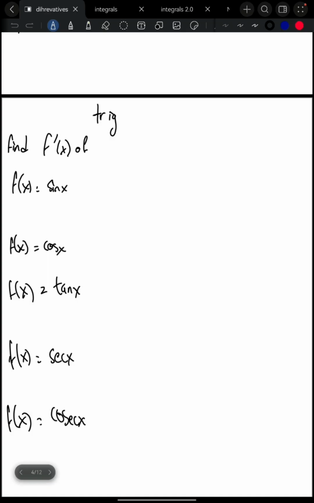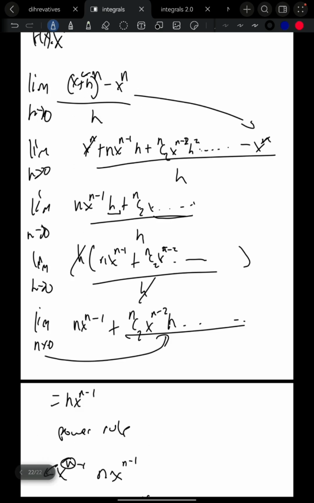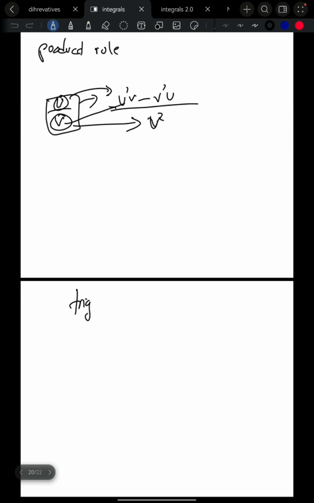Alright, trig ones. Trigonometry is my favorite, so let me lock in. Let's say you want to find the derivative of sine x. If you want to find the derivative of sine x, you have to use the limit definition. If you don't know anything, just use the limit definition.